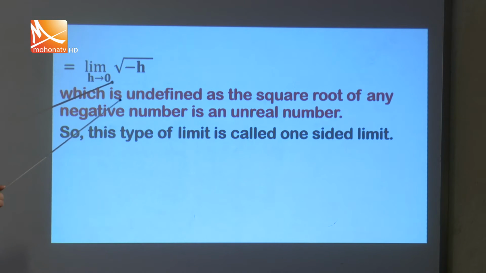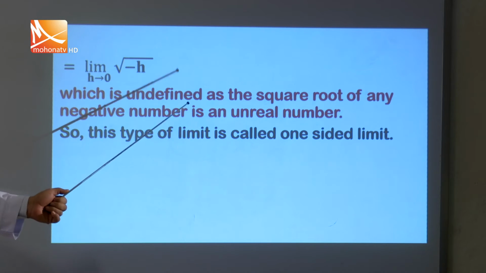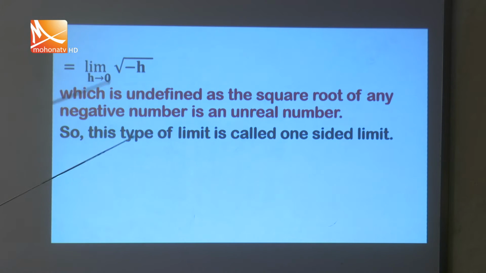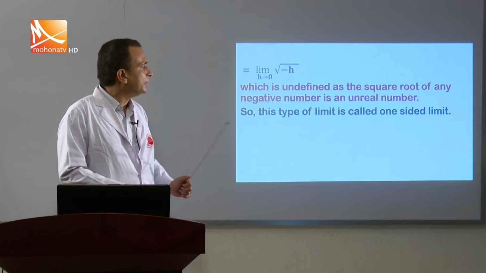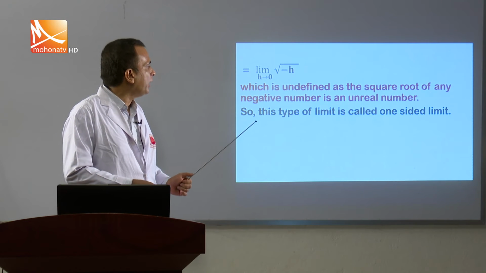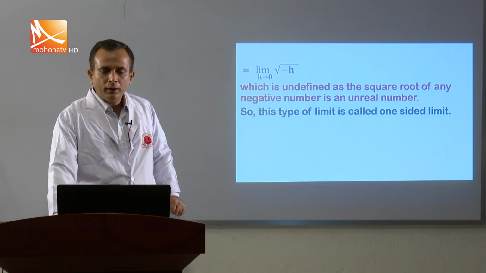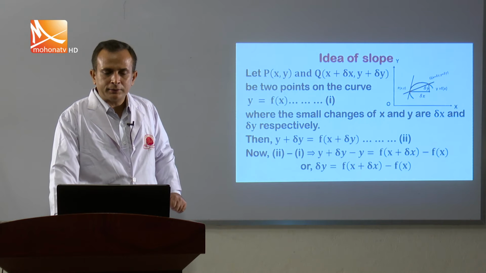We know that the square root of any negative number is an unreal number, that is why it is undefined. So this type of limit is a one-sided limit. One-sided limit means that it is defined on one side and undefined on the other side. That is why this limit is called a one-sided limit. Okay. Dear students, we are going to the next slide.